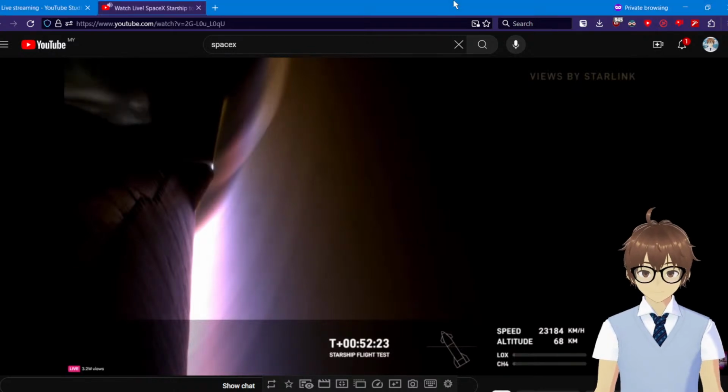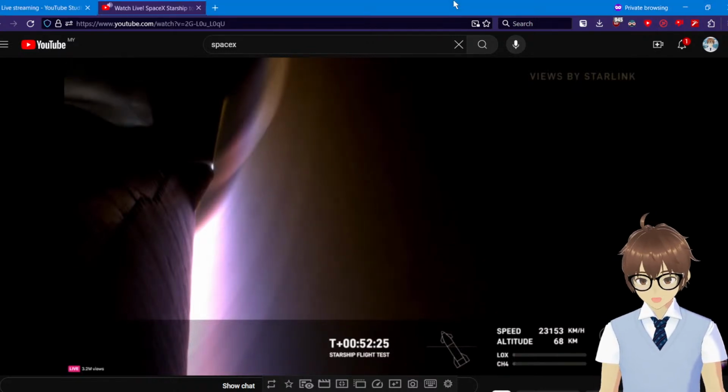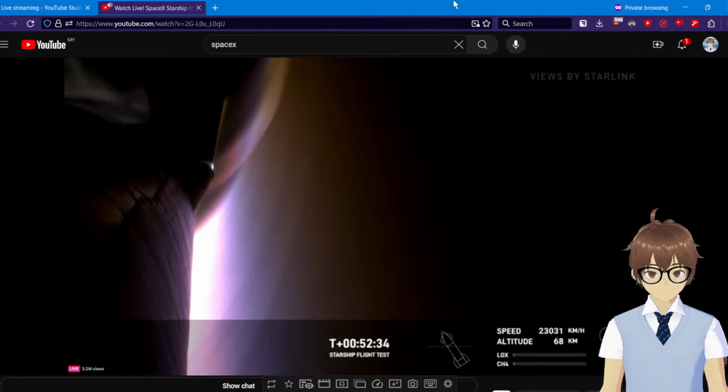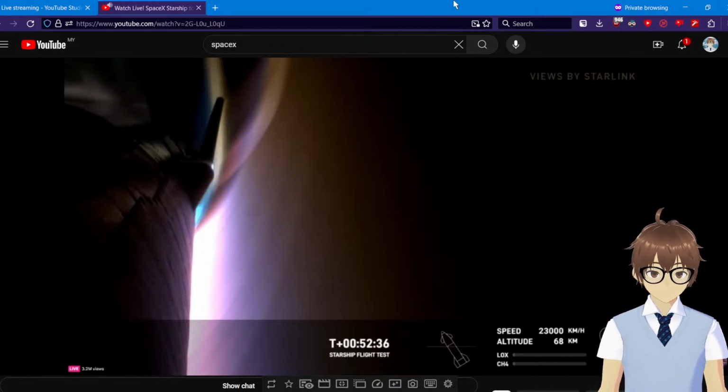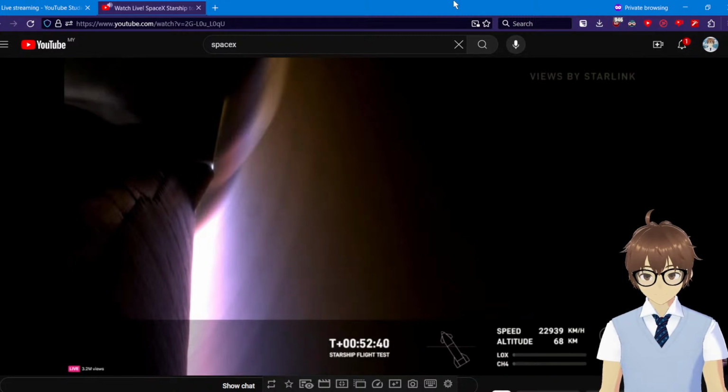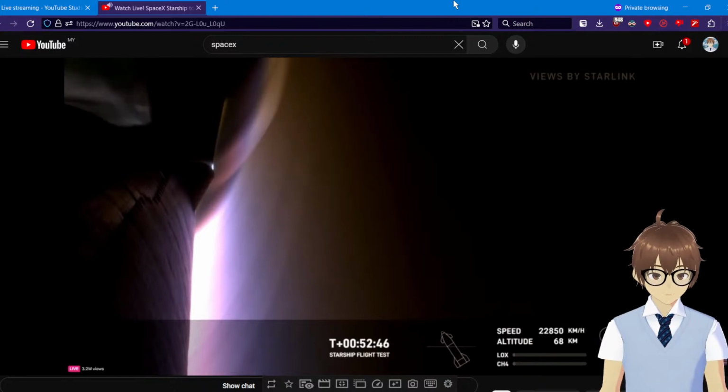Future outlook here. The speed right now is almost 23,000 kilometers per hour. Altitude is 58 kilometers. The call out for entry transonic means that the ship is going near the speed of sound. And then about a minute after that, we'll hear another call out saying entry subsonic, meaning that the ship is going below the speed of sound.